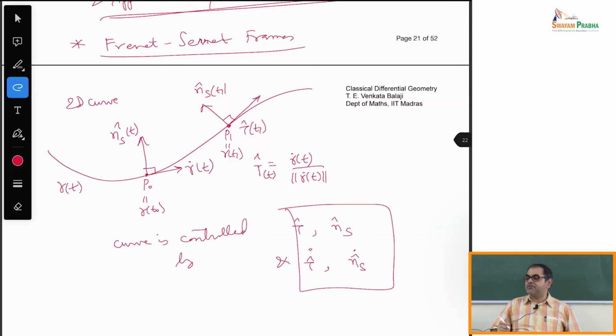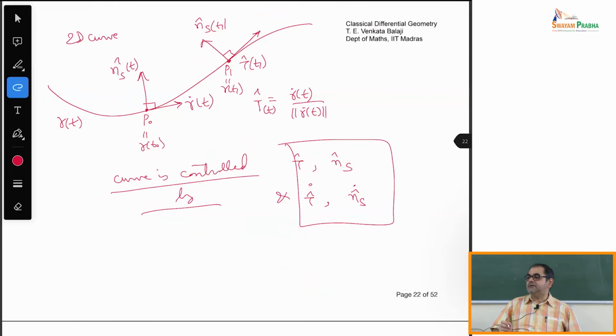This T cap dot is going to give you a measure of the acceleration, because if you take unit speed parameterization, T cap is the same as T, and T dot is the acceleration. T is already the velocity. T dot is acceleration. Its magnitude is the magnitude of the acceleration, which is the curvature. Okay, so you see, the curve is controlled by this, literally.